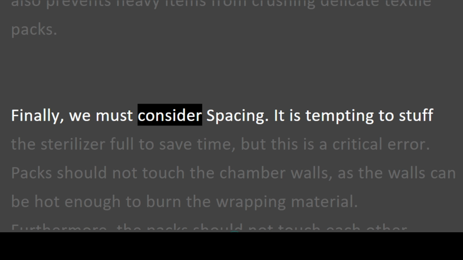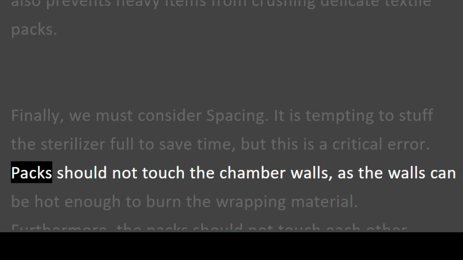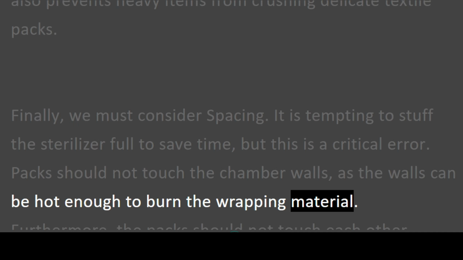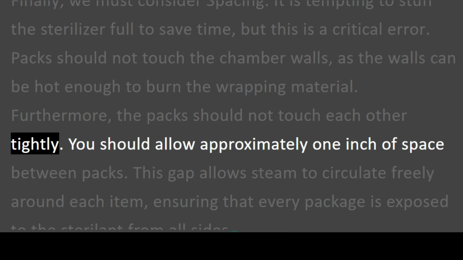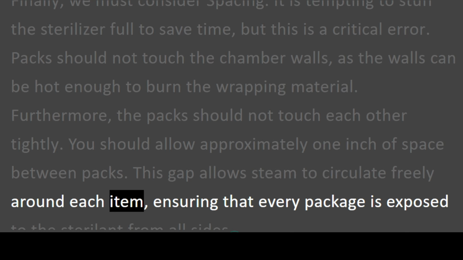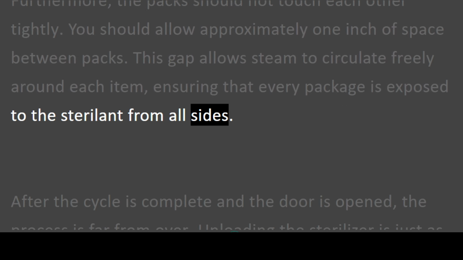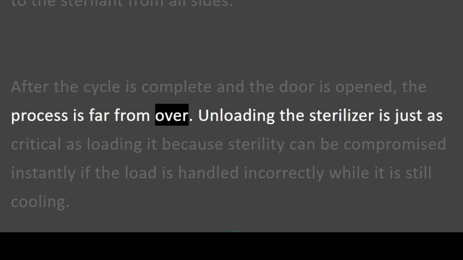Finally, we must consider spacing. It is tempting to stuff the sterilizer full to save time, but this is a critical error. Packs should not touch the chamber walls, as the walls can be hot enough to burn the wrapping material. Furthermore, the packs should not touch each other tightly. You should allow approximately 1 inch of space between packs. This gap allows steam to circulate freely around each item, ensuring that every package is exposed to the sterilant from all sides. After the cycle is complete and the door is opened, the process is far from over.